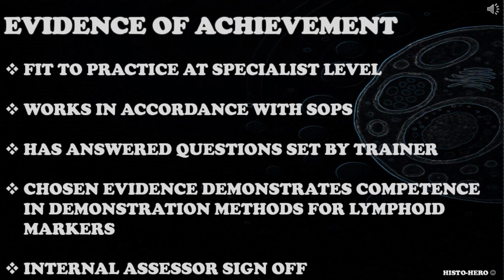Each subsection also has evidence of achievement. This is a part where your training officer signs you off as competent and fit to practice as a BMS at the specialist level. The training officer will confirm that you can work in accordance with local SOPs relevant to this section. They will also confirm that you have answered questions set by them to test knowledge and skills relevant to this section, and that your chosen evidence demonstrates your competence relevant to this section. You will need to be signed off as competent by an internal assessor for this section. This can be your training officer, a senior BMS overseeing this section, or a training lead.